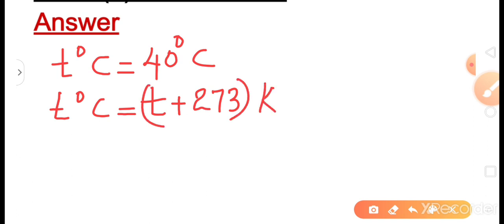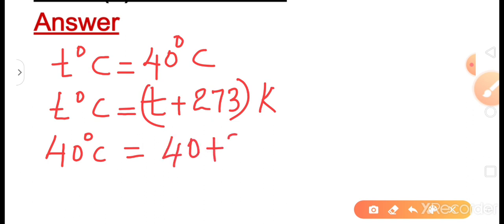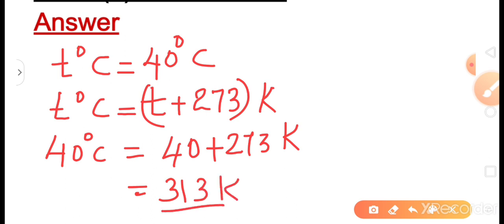So T means the temperature in Celsius scale, that is 40 degree Celsius. So 40 plus 273 Kelvin, that is 330 Kelvin. So this is the answer. This way we can convert the temperature in degree Celsius scale into Kelvin scale.